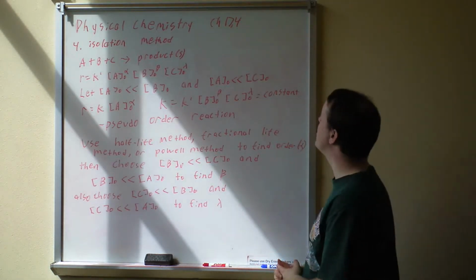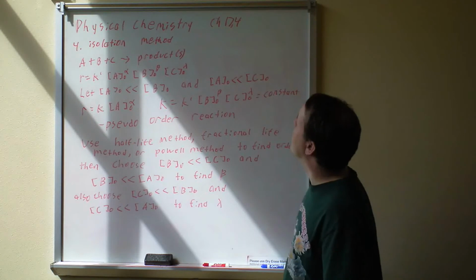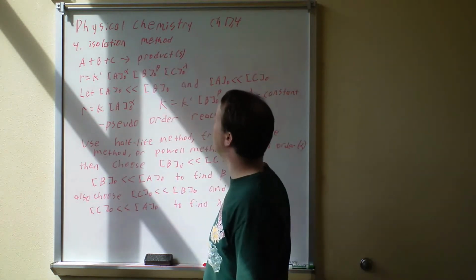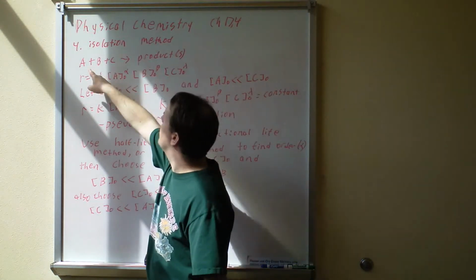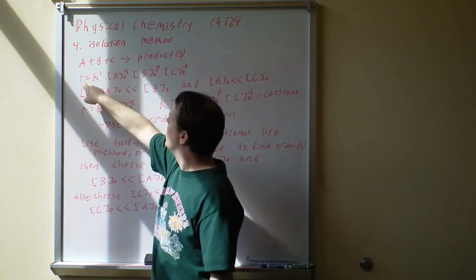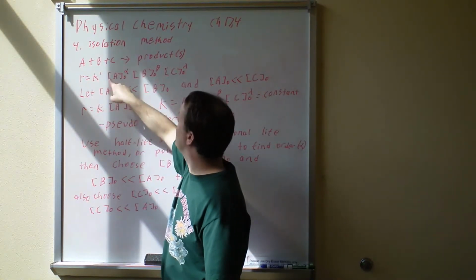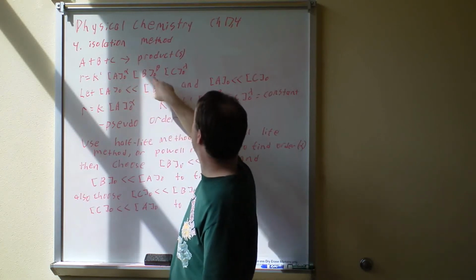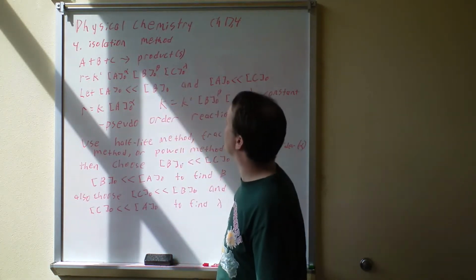Continuing on physical chemistry, chapter 17, section 4. The last method we're going to talk about is the isolation method. So let's say we have a reaction A and B and C going to products, one or more products. We're going to say the rate is equal to k prime times A naught to the alpha times B naught to the beta times C naught to the lambda.